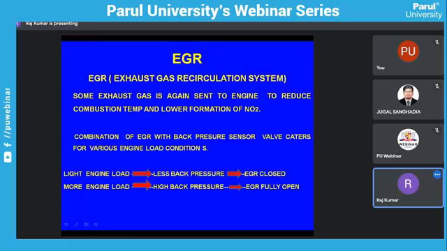Now, the EGR, exhaust gas recirculation system, works when there is a light load or when there is more load. So the valve is installed, that is called your EGR valve.